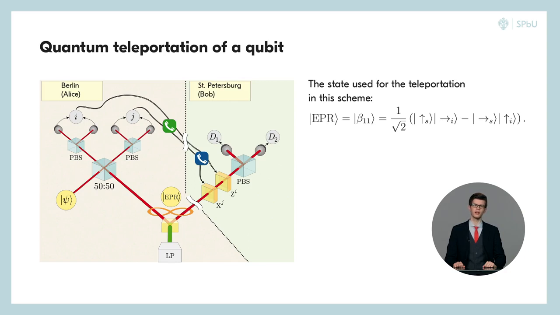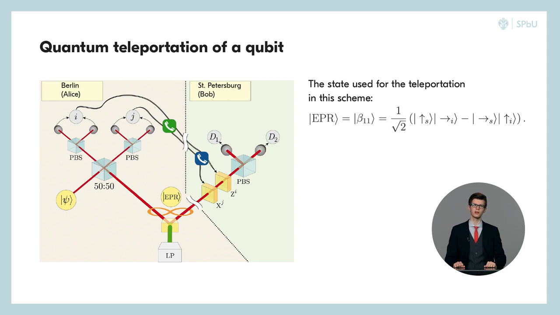So, in the beginning, Alice generates a pair of entangled photons in a Bell state. The most convenient here is the singlet state beta 11. This minus inside the state will be useful to create a destructive interference.